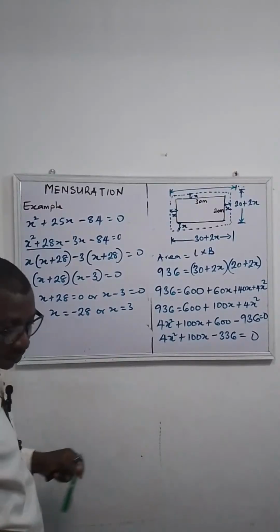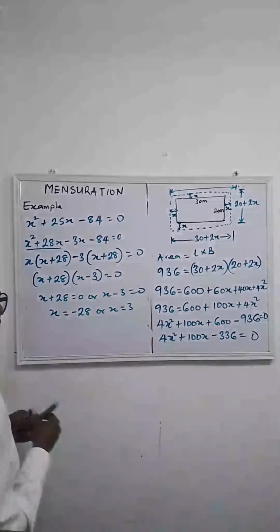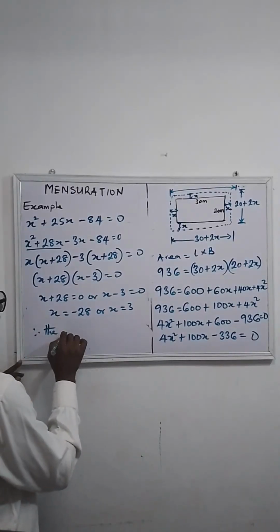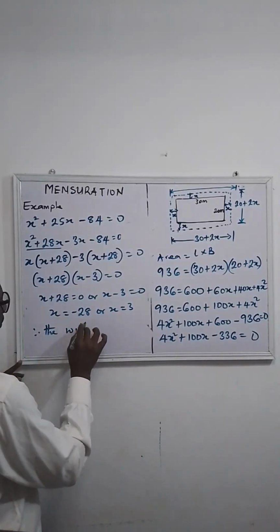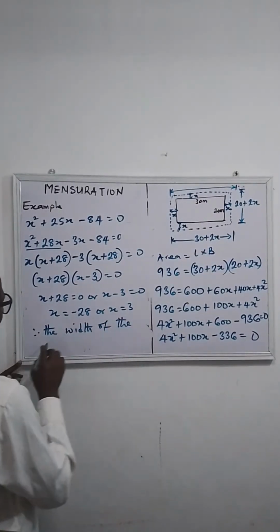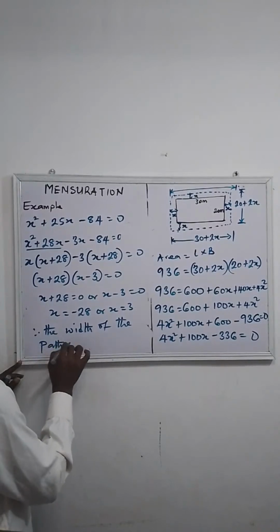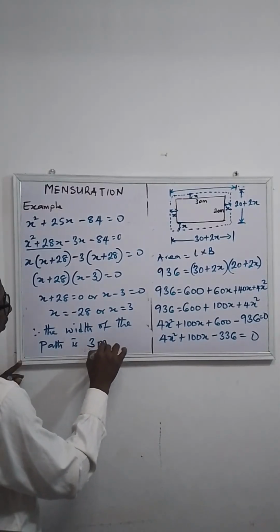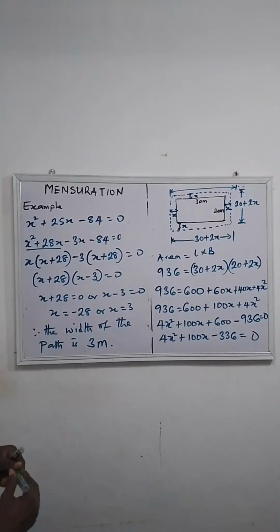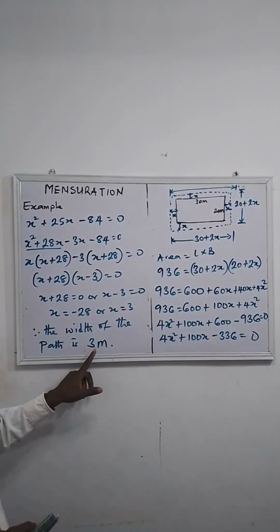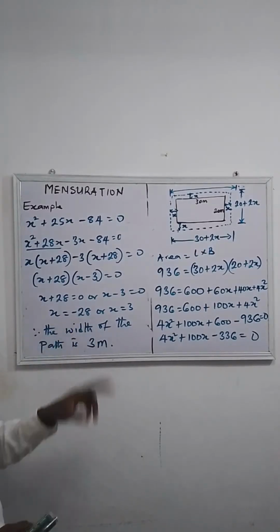So we now say, therefore, the width of the part is 3 centimeters. Or is it okay? It's 3 meters, sorry, so it's going to be 3 meters. Don't forget to put the unit. Unit is very, very important. So it's 3 meters and not negative 28.